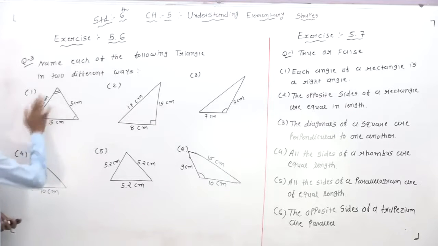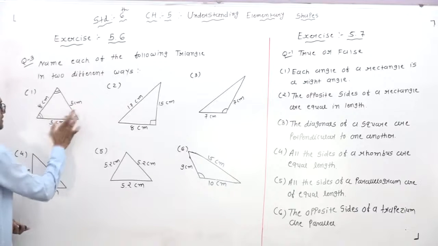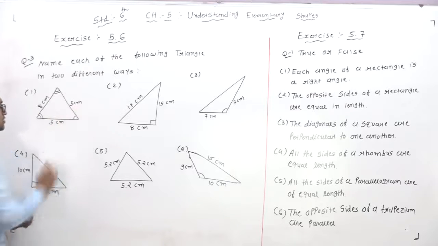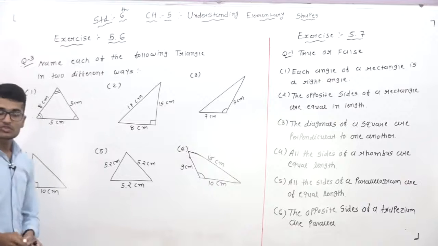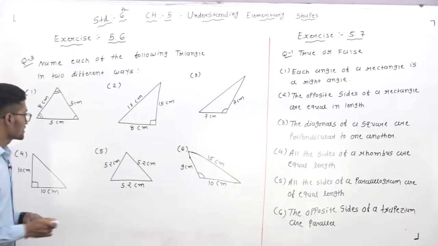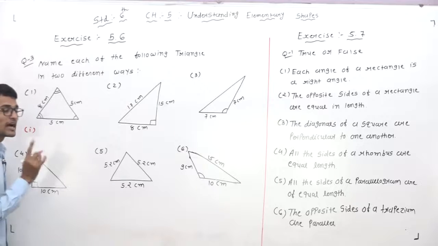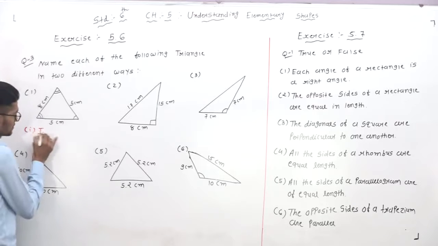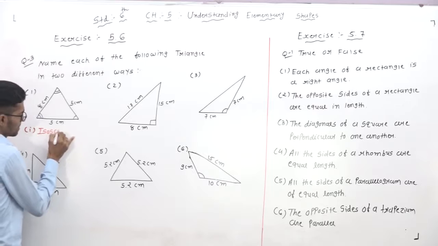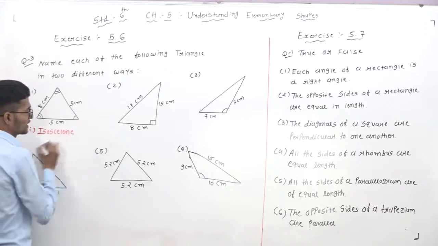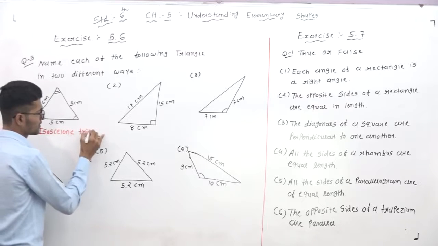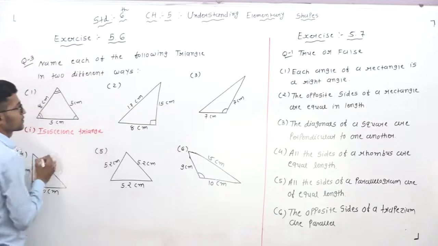So first one, here is a given triangle: 8 centimeter, 5 centimeter, 5 centimeter. It means two sides are the same. So dear students, if in any triangle two sides are the same, which type of triangle is it called? Isosceles triangle. Write down isosceles triangle. This one is our first way.